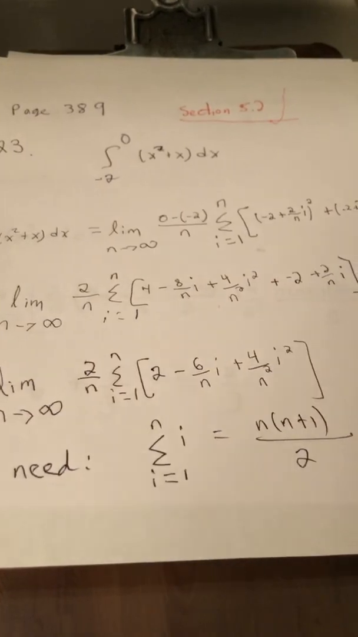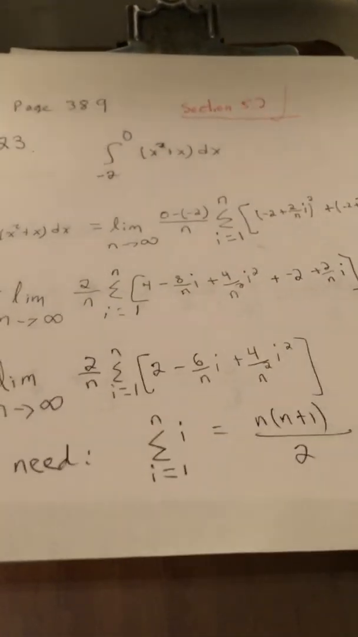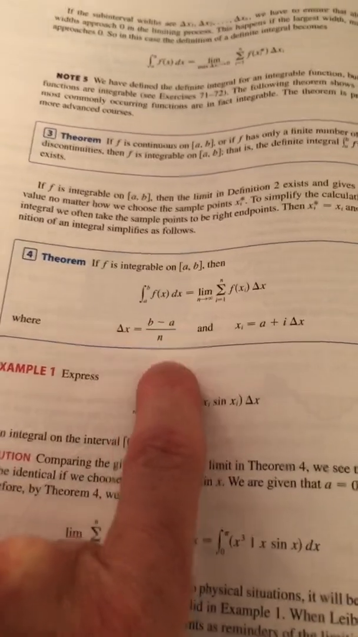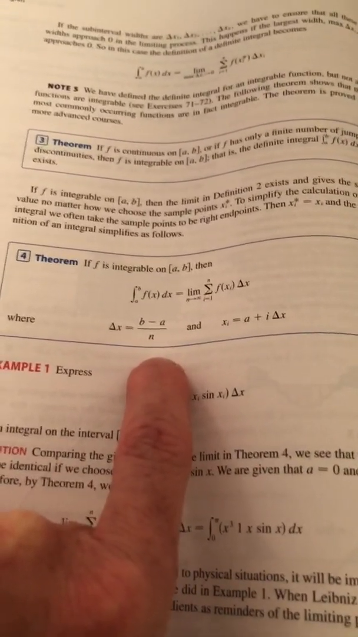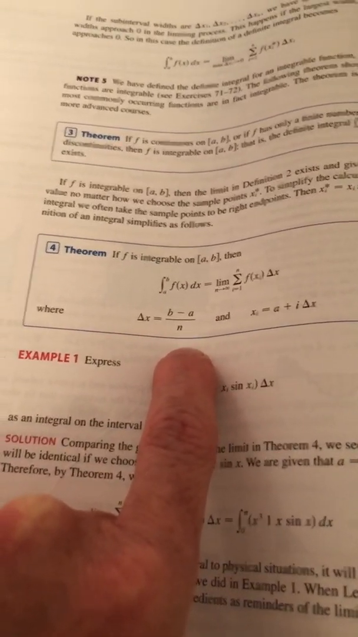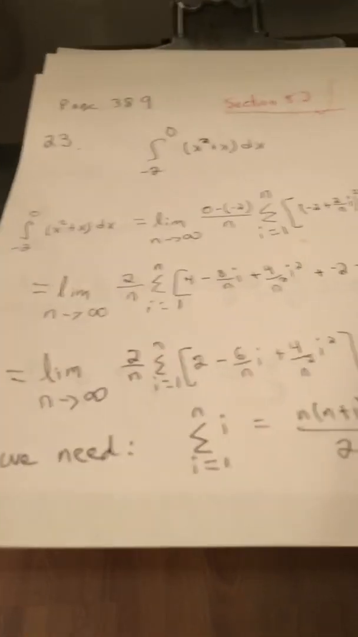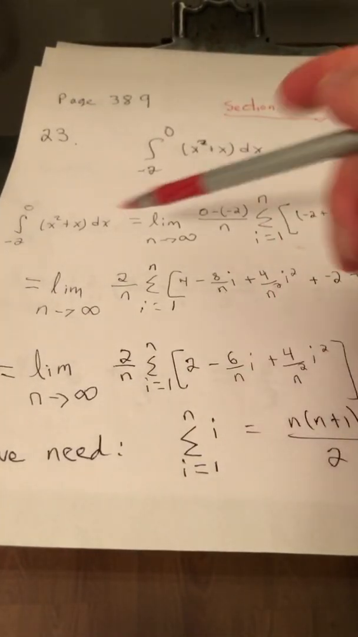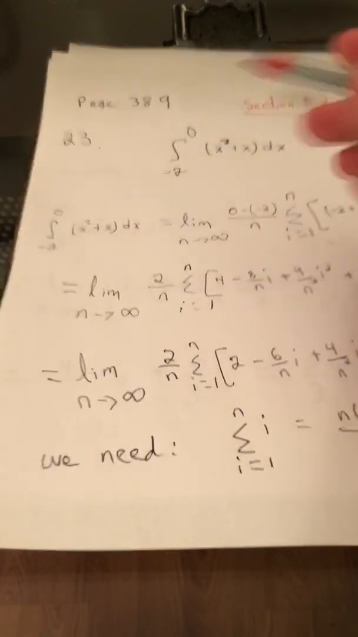Now I want to remind you of what we're doing. This theorem is on page 380. This is what we're using right here. So you have to pay attention to what is playing the role of A, what is playing the role of B. So in this case, A is -2, B is 0.